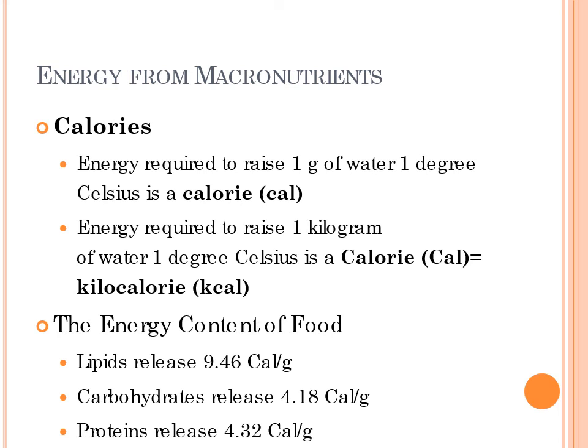A calorie, with a lowercase c, is the energy required to raise 1 gram of water by 1 degree Celsius. Traditionally, we use Calorie with an uppercase C, which is a kilocalorie. That is the energy required to raise 1 kilogram of water by 1 degree Celsius. When lipids are broken down, they release 9.46 kilocalories per gram, carbohydrates 4.16, and proteins 4.32.